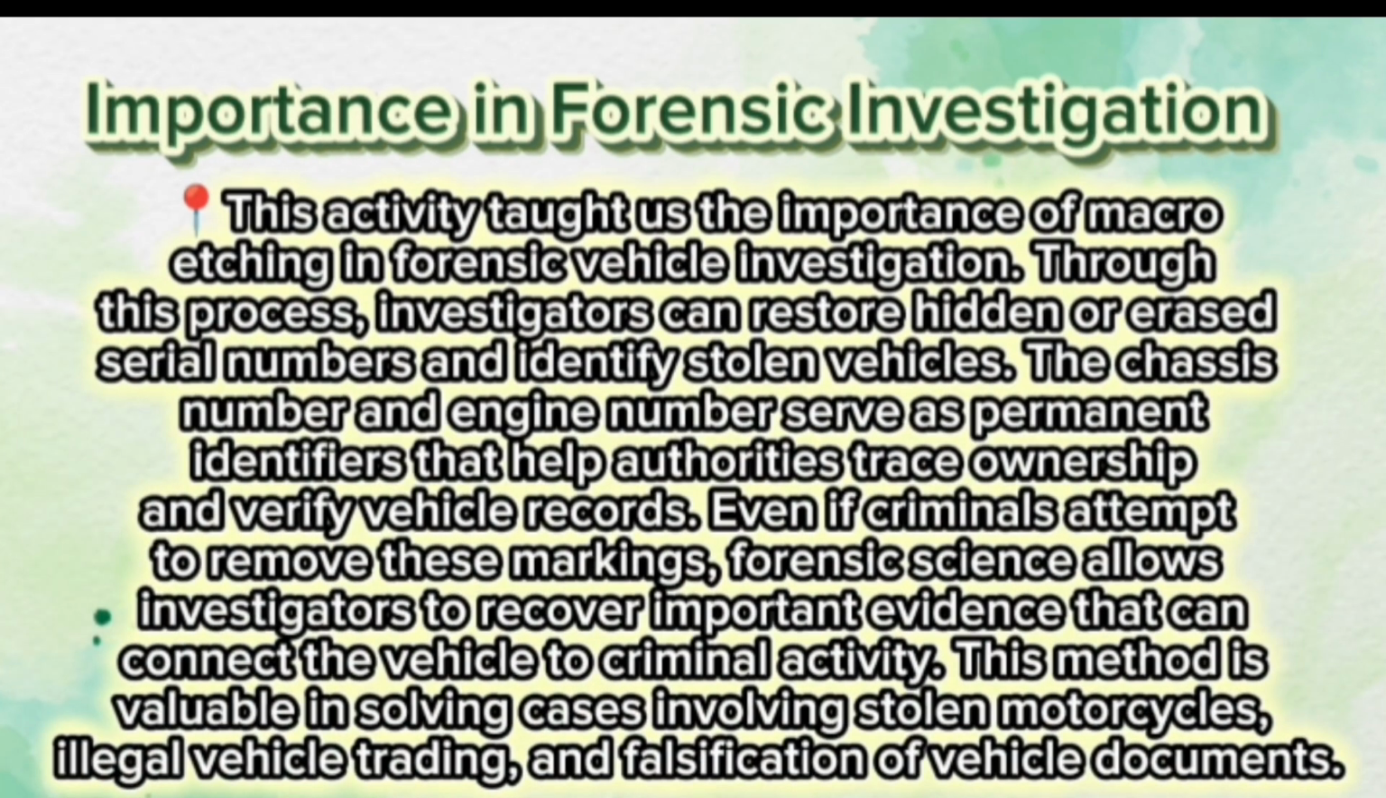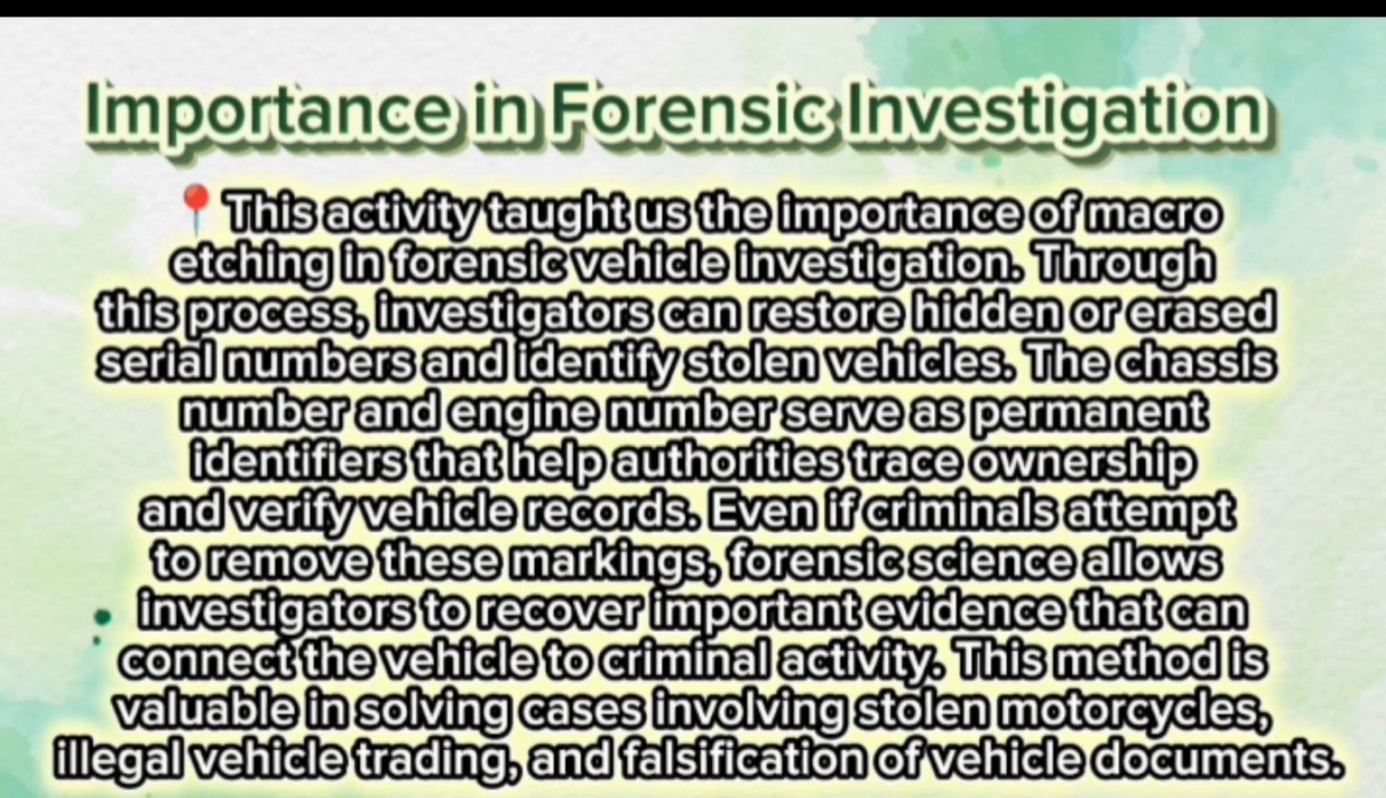Importance in forensic investigation. This activity taught us the importance of macro-etching in forensic vehicle investigation. Through this process, investigators can restore hidden or erased serial numbers and identify stolen vehicles. The chassis number and the engine number serve as permanent identifiers that can help authorities trace ownership and verify vehicle records. Even if criminals attempt to remove these markings, forensic science allows investigators to recover important evidence that can connect the vehicle to criminal activity.